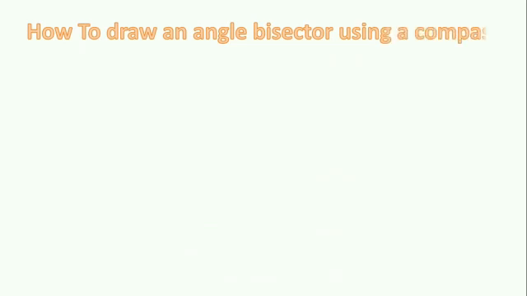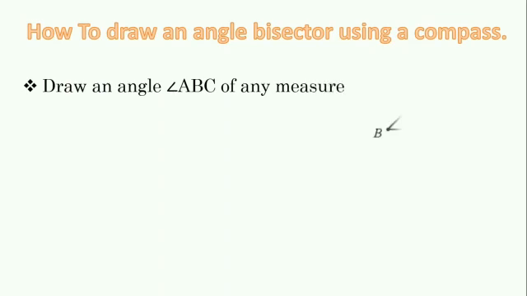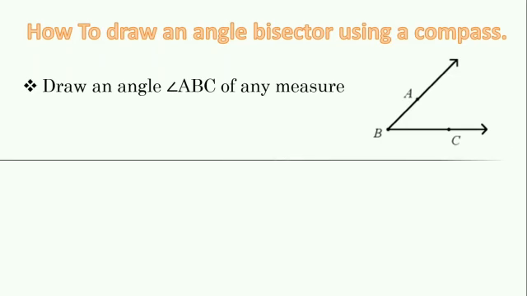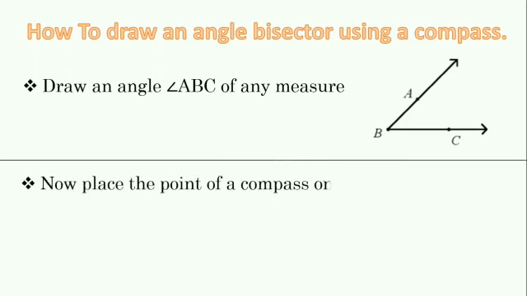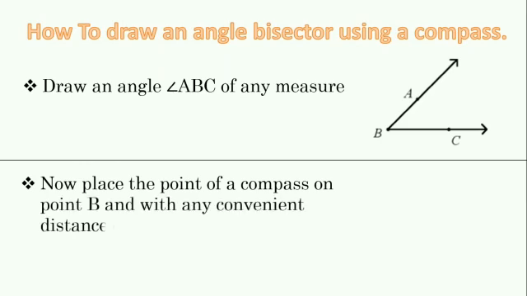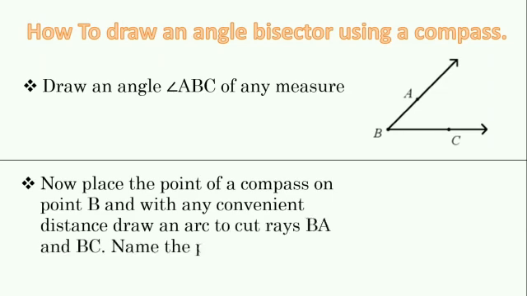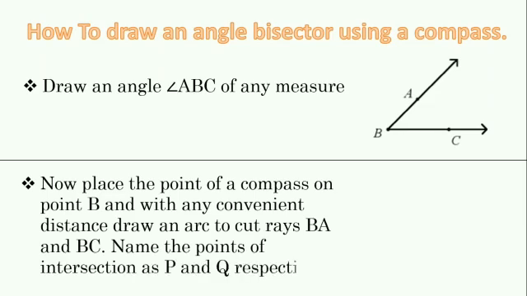How to draw an angle bisector using a compass. Draw an angle ABC of any measure. Now place the point of a compass on point B and with any convenient distance, draw an arc to cut rays BA and BC. Name the points of intersection as P and Q respectively.